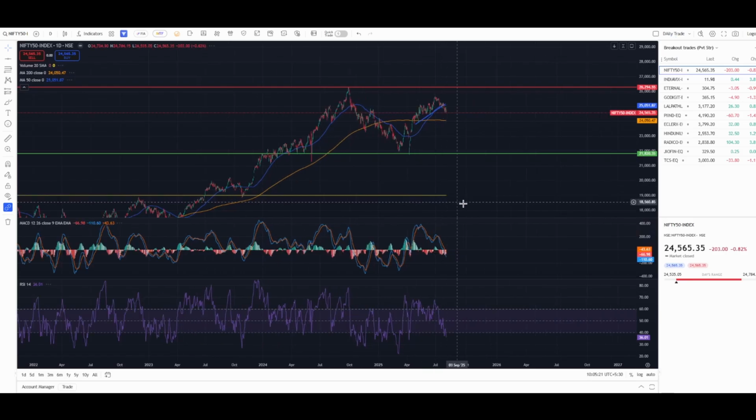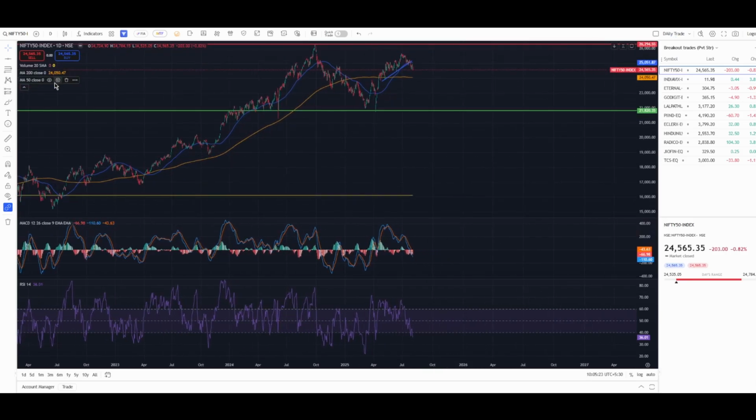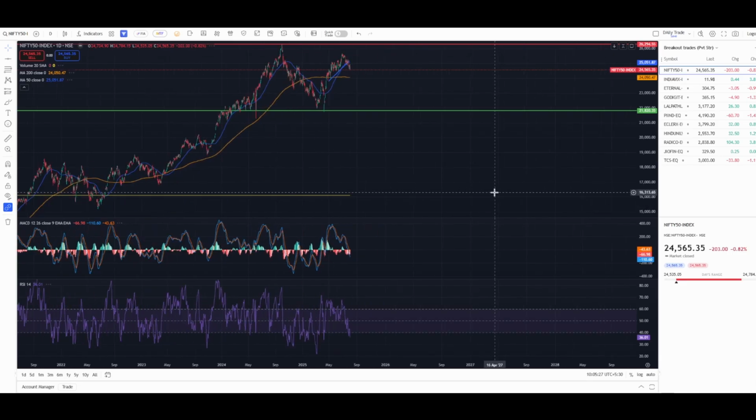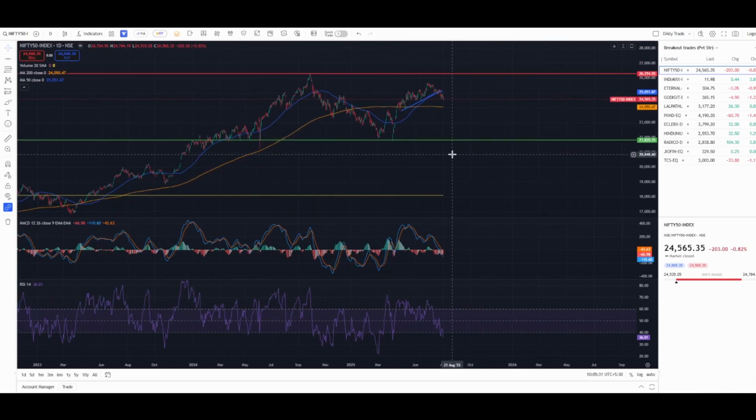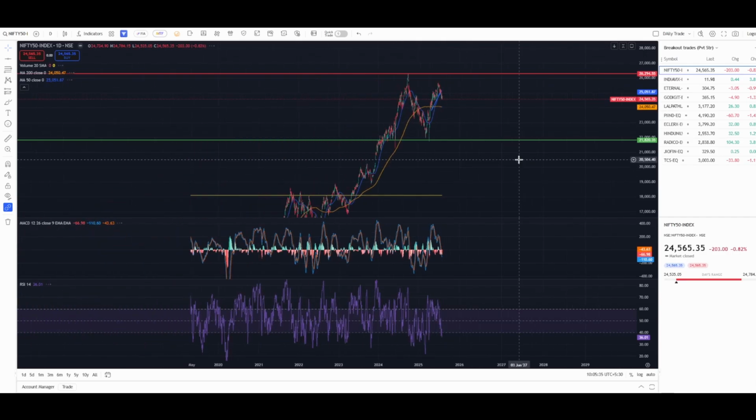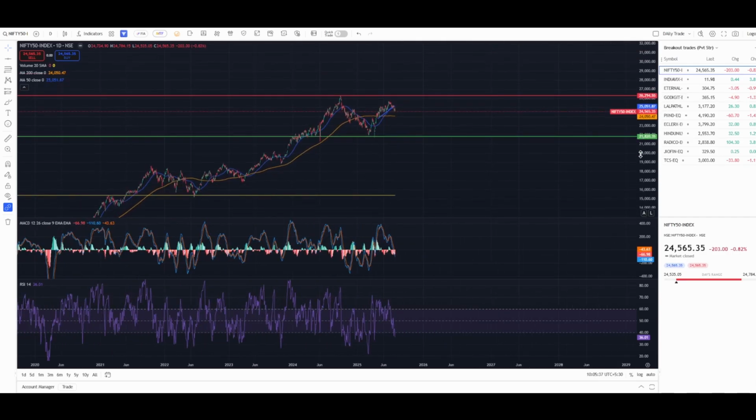Okay, one second guys. Acha, Nifty doesn't have volume, sorry. Checking Nifty now.